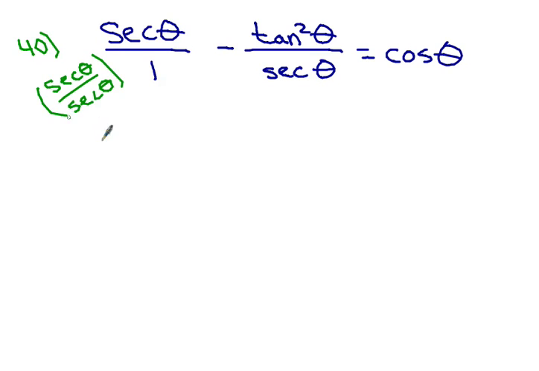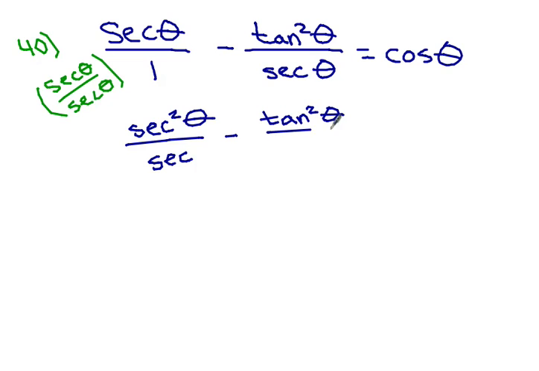Okay. Why am I allowed to do that? Because it's 1. Multiplying by 1 doesn't change anything. So now, when we start to do that piece, we'll see that we'll have a secant squared on top. We'll have secant on bottom minus tangent secant. Okay, with a common denominator, we can put that over the same thing. So now we have secant squared minus tangent squared all over our secant.